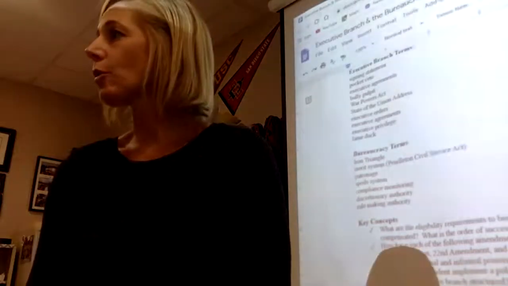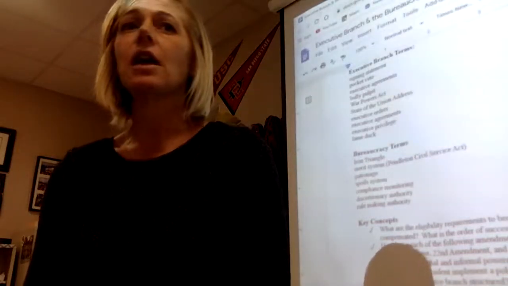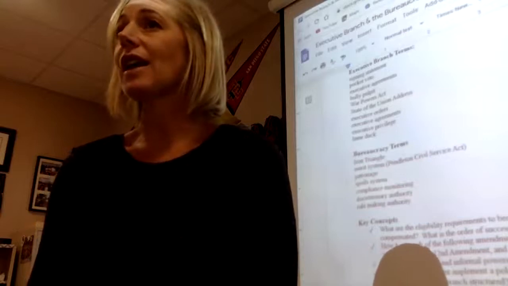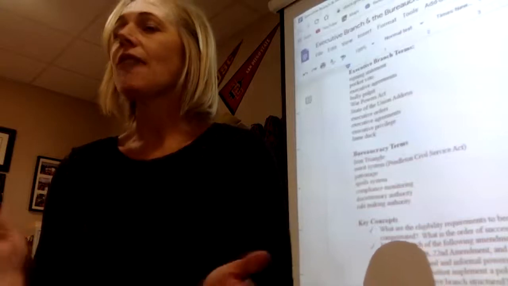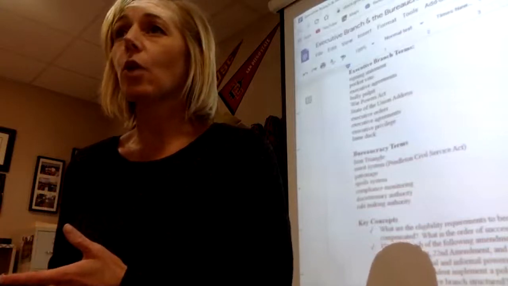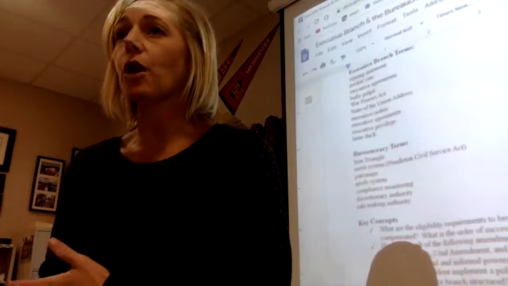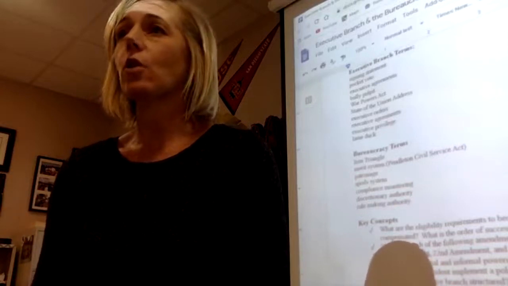And then the judicial branch might check the bureaucracy. If somebody sues a bureaucratic agency for wrongdoing, that lawsuit would end up in the federal courts because it's about the federal bureaucracy, in which case the federal courts would get involved.